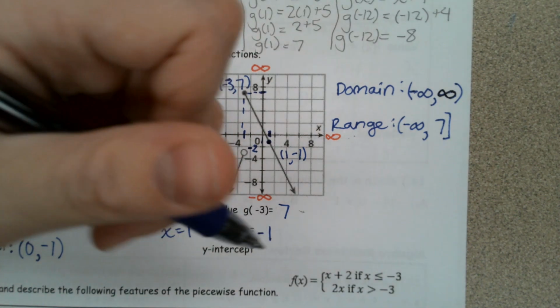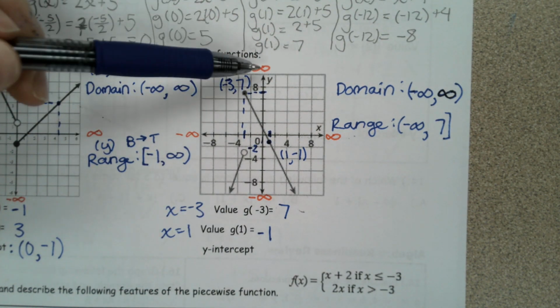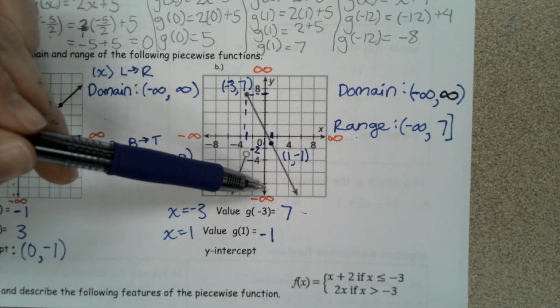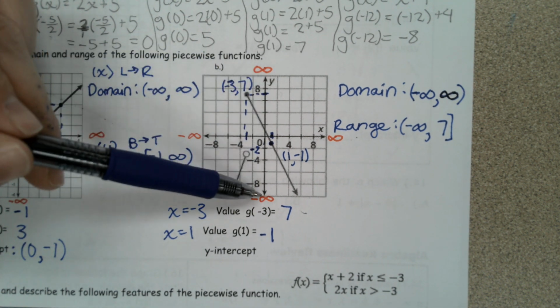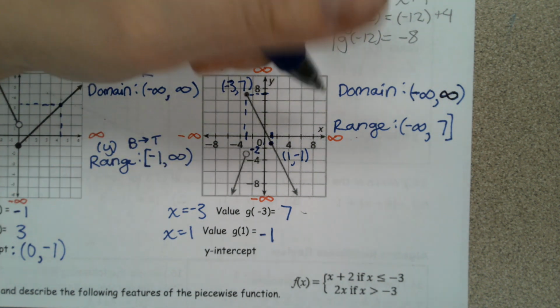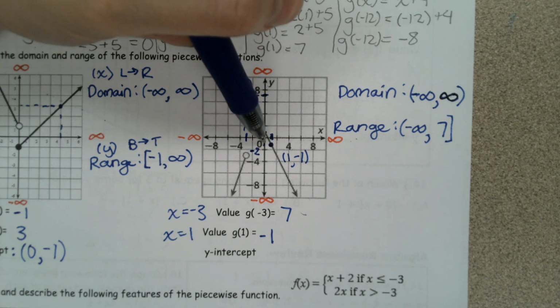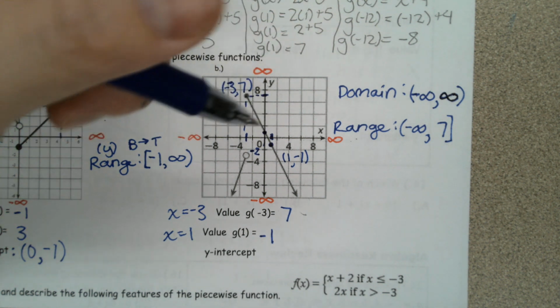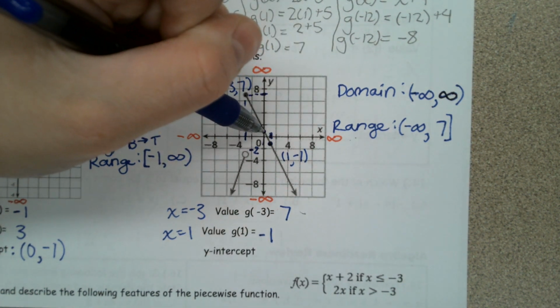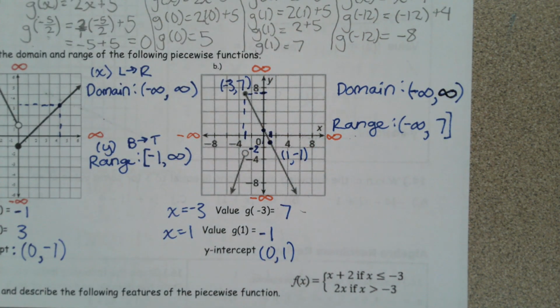Y-intercept. We're looking for where the graph crosses the y-axis. So we're just going to go along the y-axis till we see part of the graph, part of the line. Right here, it cuts through the y-axis. And it's halfway between 0 and 2, so we're going to call that 1. And this is the point 0, 1. X is 0, y is 1.